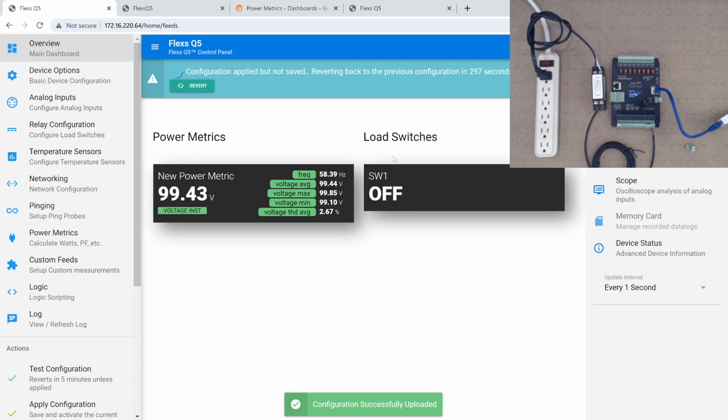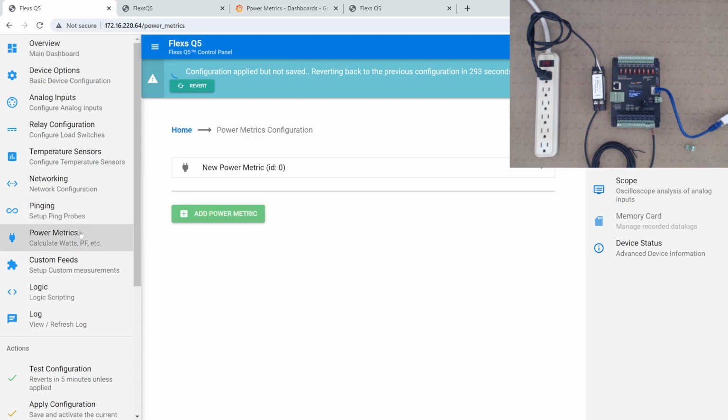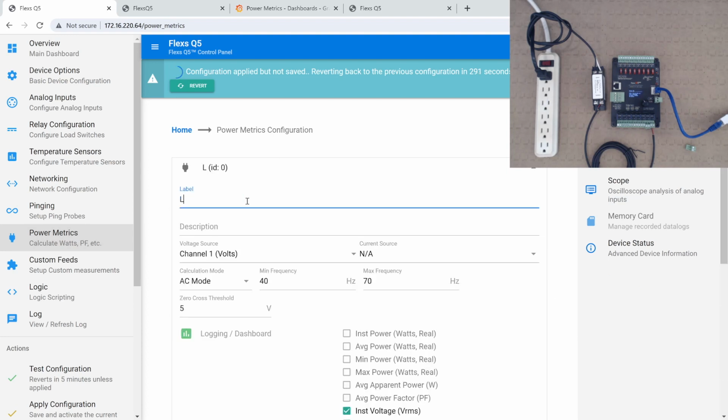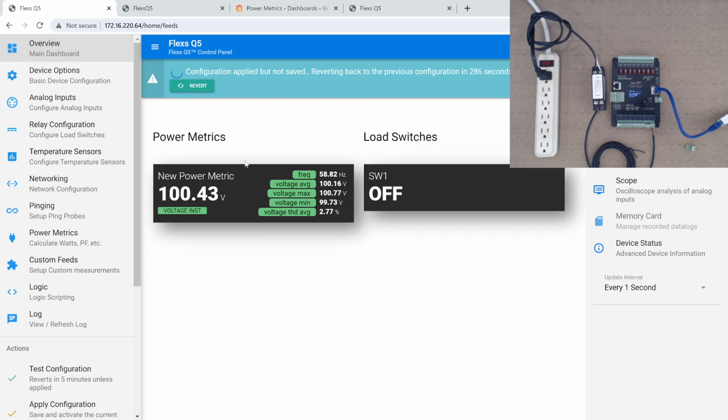There we go. So now we just are showing one of the relay switches, and we're showing our power metric. And so if we wanted to actually measure line power, we would need to add in a current sensor. So right now we're just monitoring voltage.